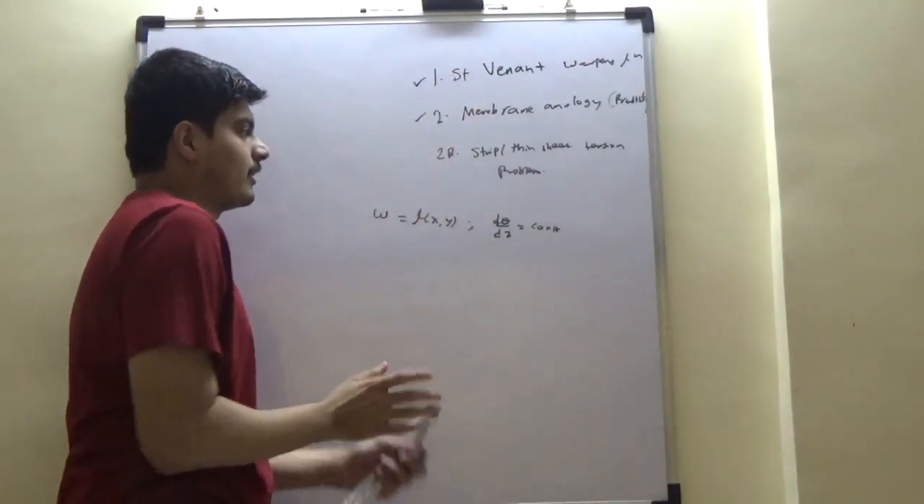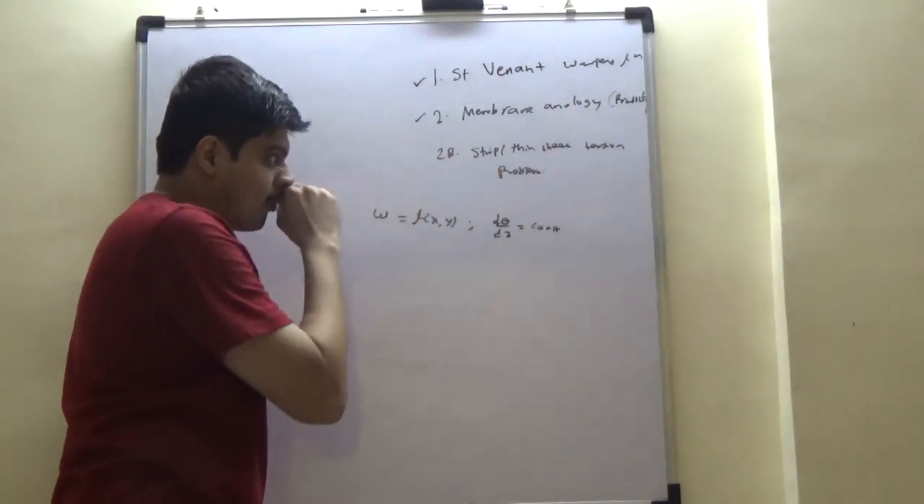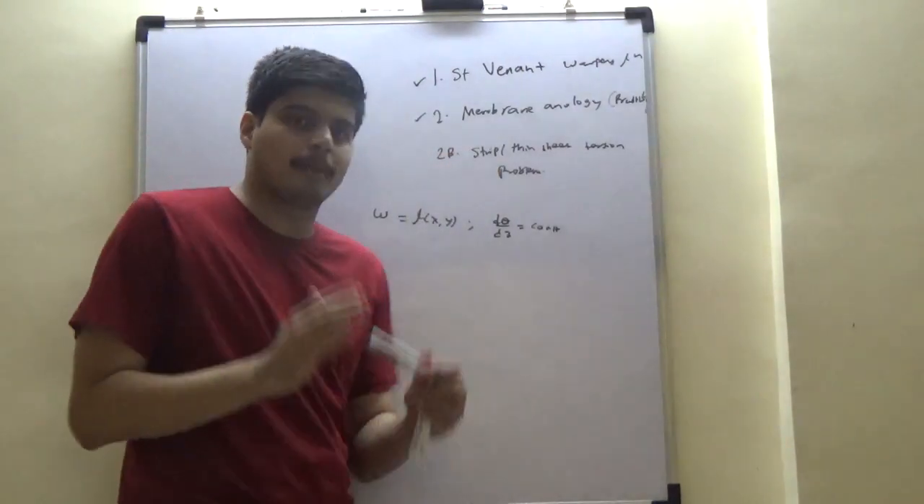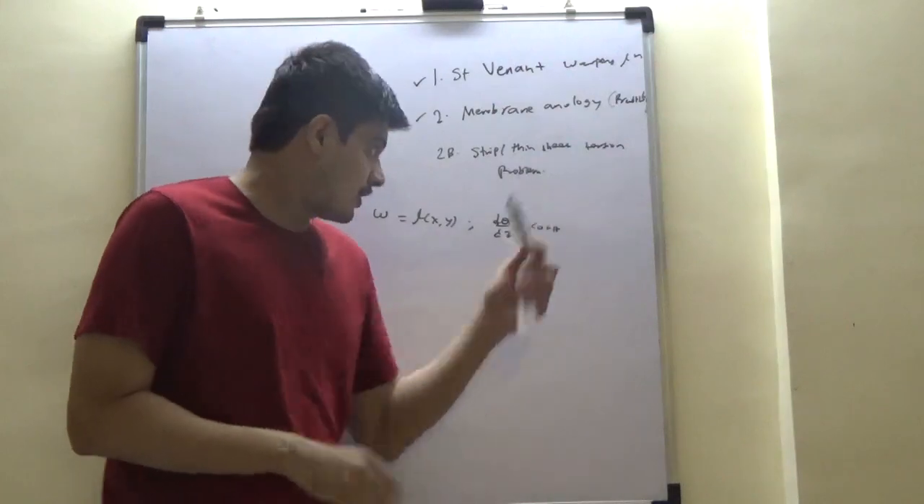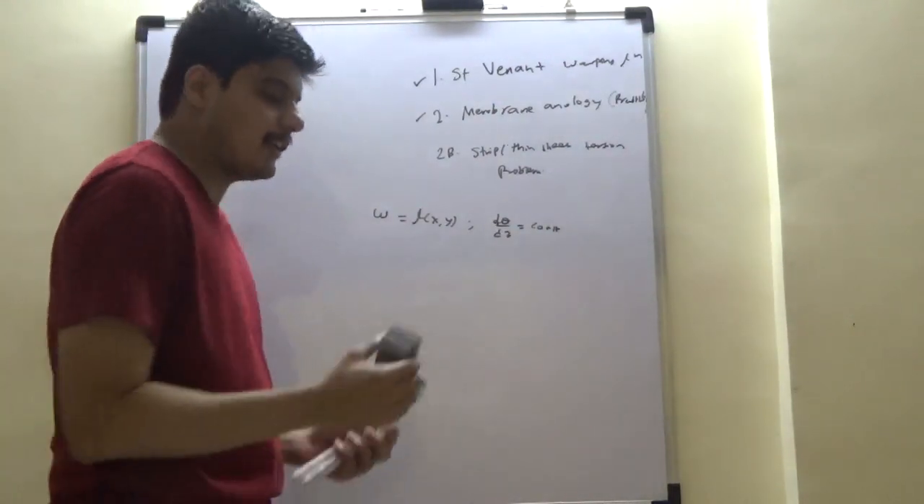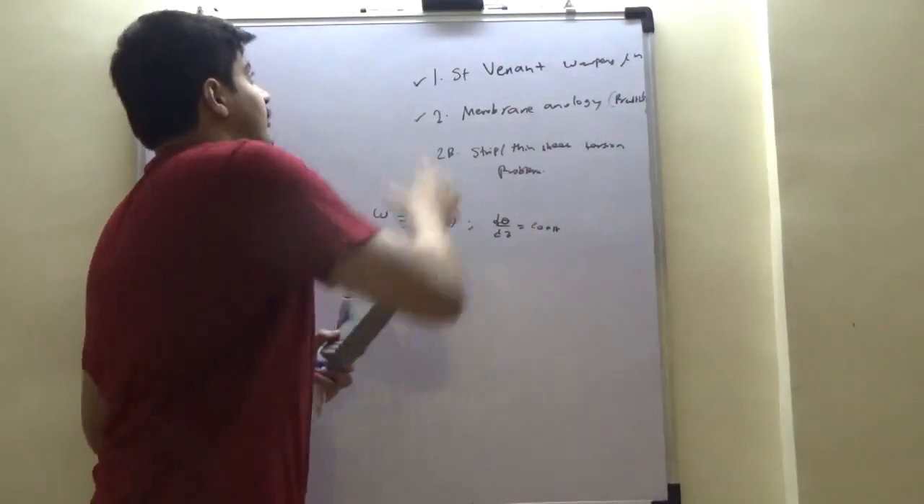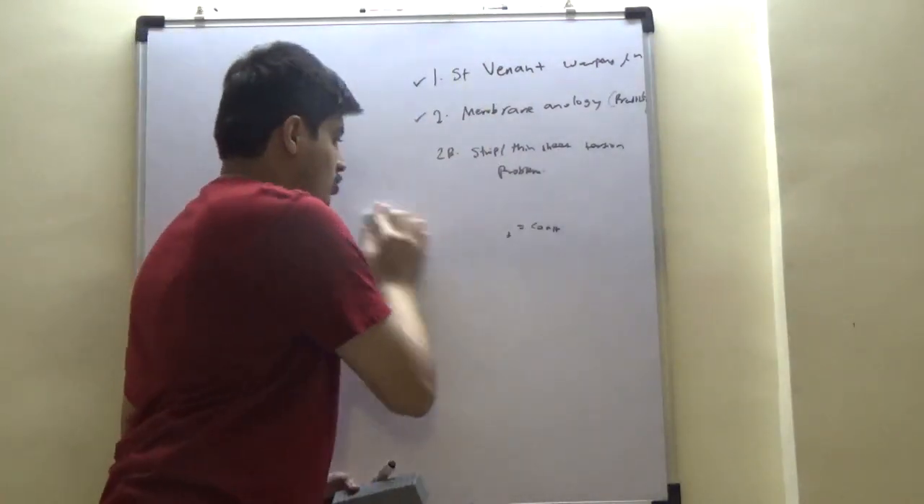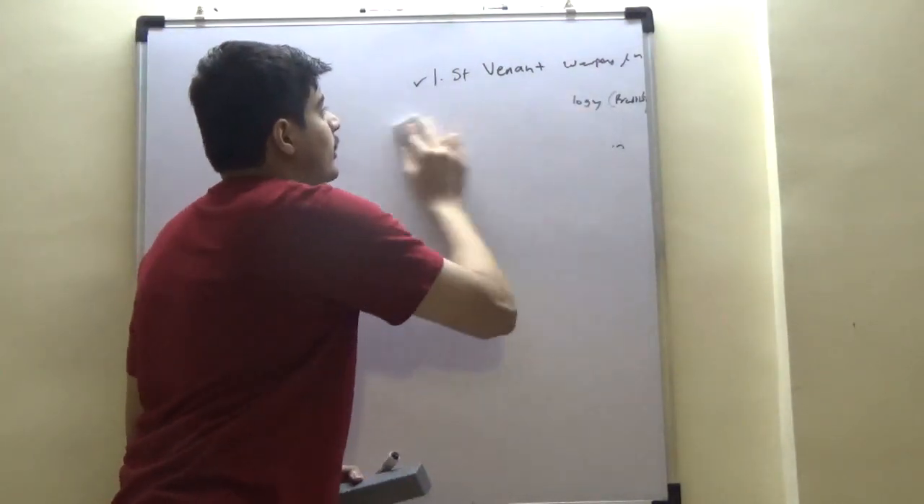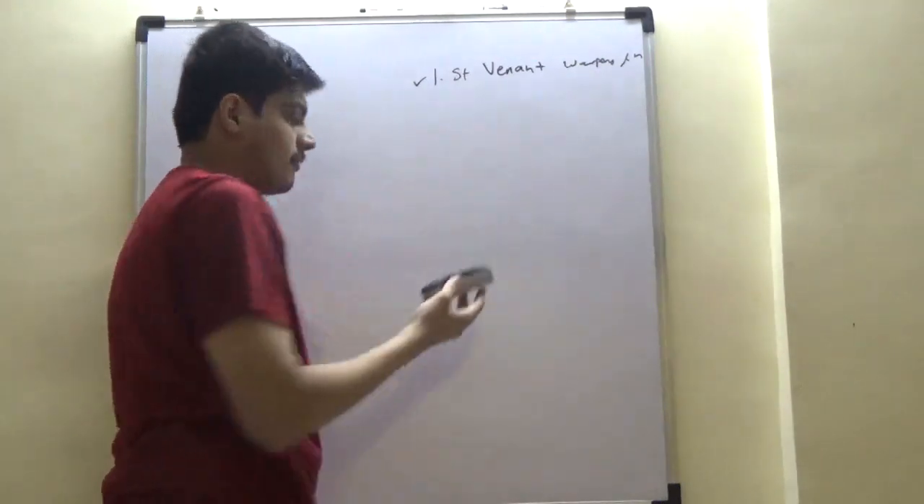So after looking at this, then we will quickly look at what happens to thin sheet torsion problem, a strip problem based on this formation, and then close the theoretical and mathematical foundations of this chapter. So let us start one by one. We will look at first Saint-Venant's warping function.